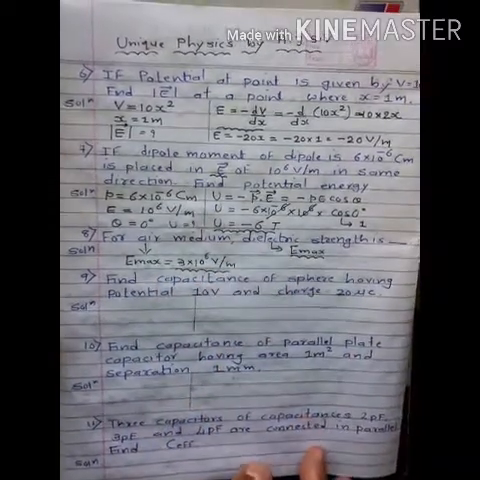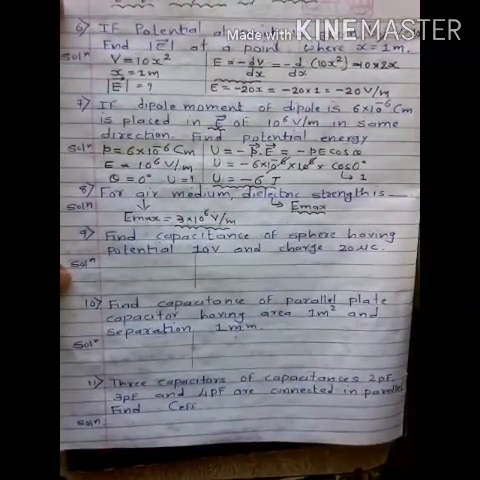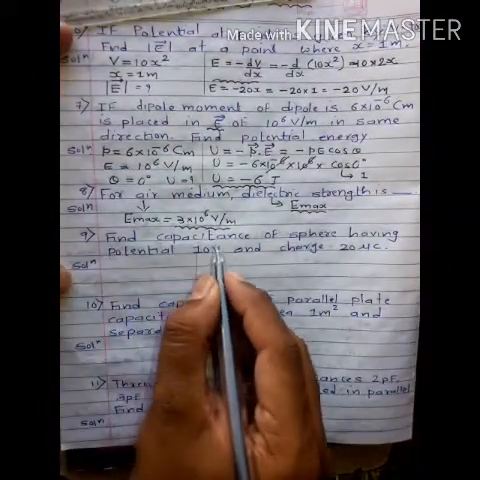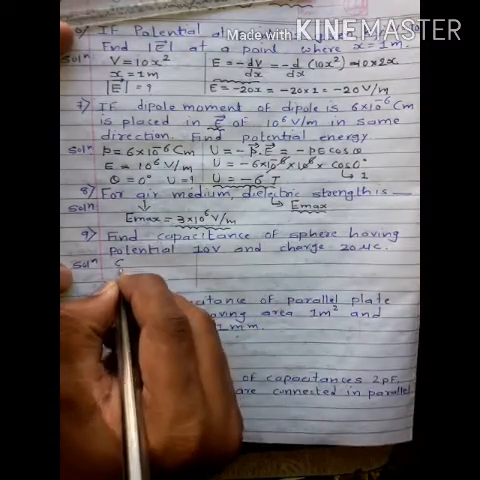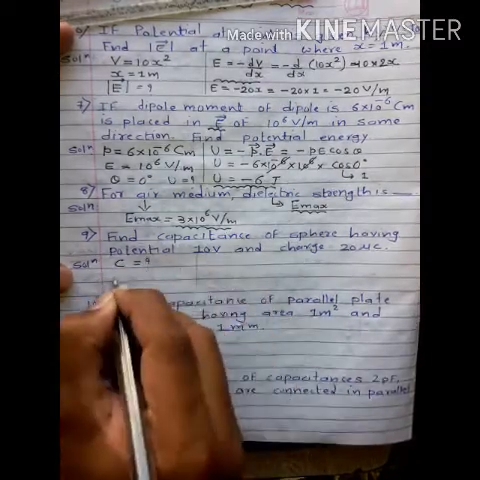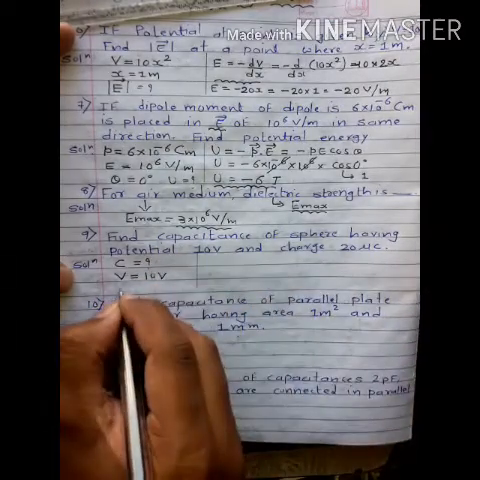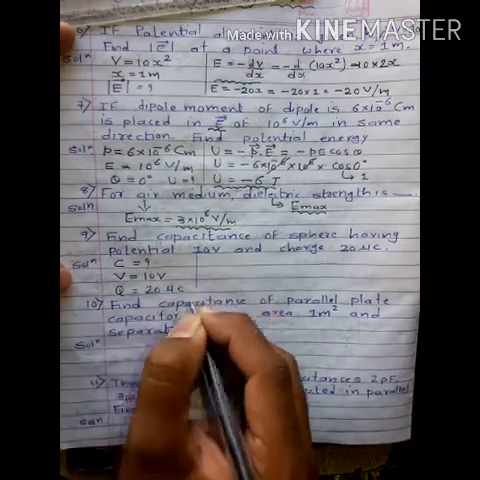Okay. Now next MCQ, MCQ number 9. Our question is, find capacitance of a sphere having potential. So we want capacitance, means C. Potential V is given 10 volt and charge Q is also given, 20 microcoulomb.